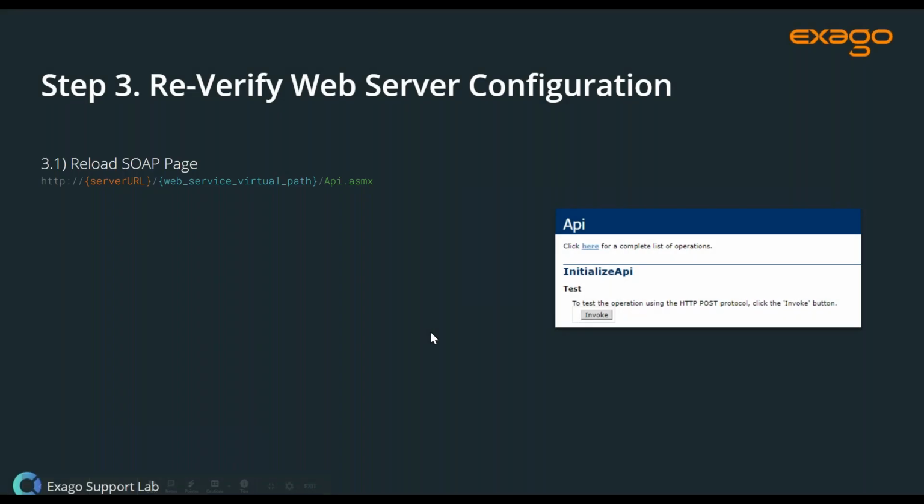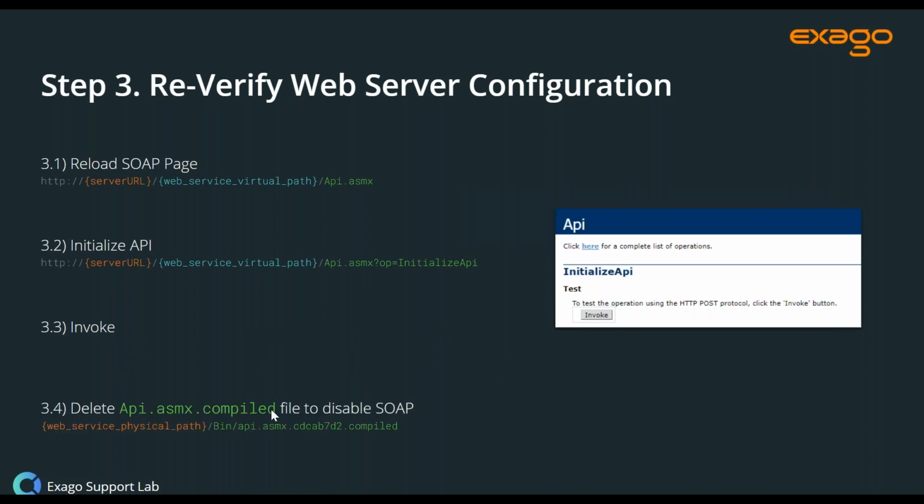All right, now at this point, we can again test our progress. So another one of those checkpoints that I would recommend when you are configuring this for the first time. So if we reload that same SOAP page, we can click Initialize API. It's about halfway down the page. I'll show you in just a moment. And then we're going to click Invoke on the page that comes up next. This is testing the changes that we have just made to the API. So after doing so, you'll want to follow this last step here and delete the file listed in step 3.4 to disable SOAP. We're going to be using the web service for REST, so we don't actually need SOAP enabled.